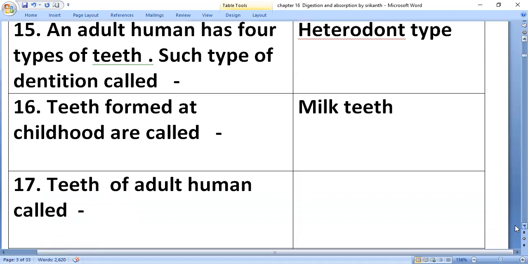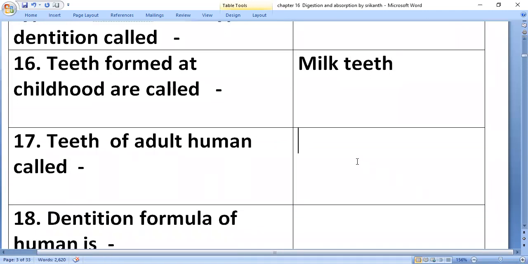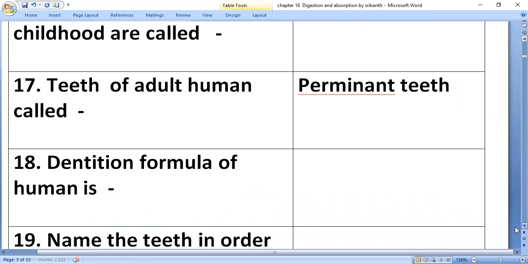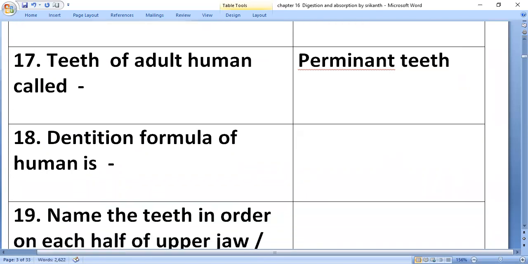Teeth of an adult human are called permanent teeth. In the adult stage, the dentition formula of a human being is 2123 by 2123.